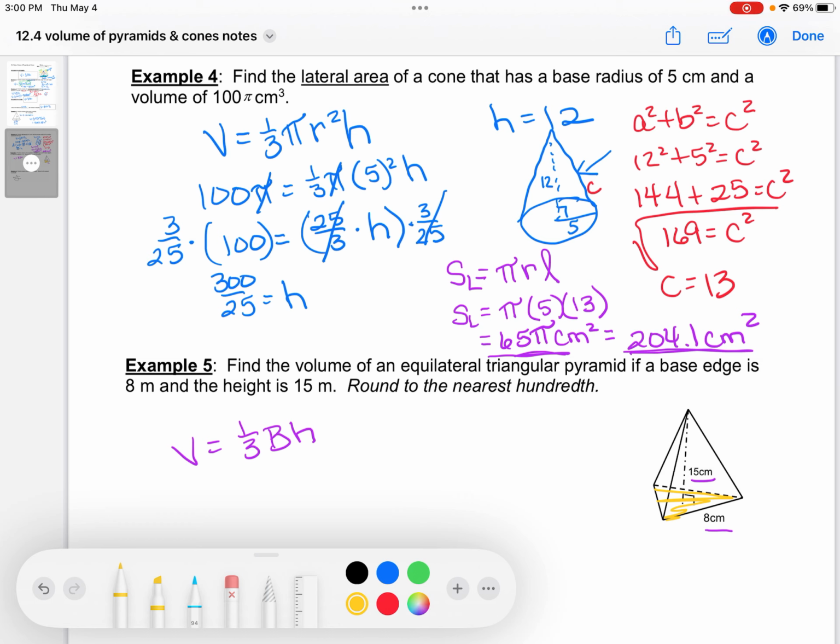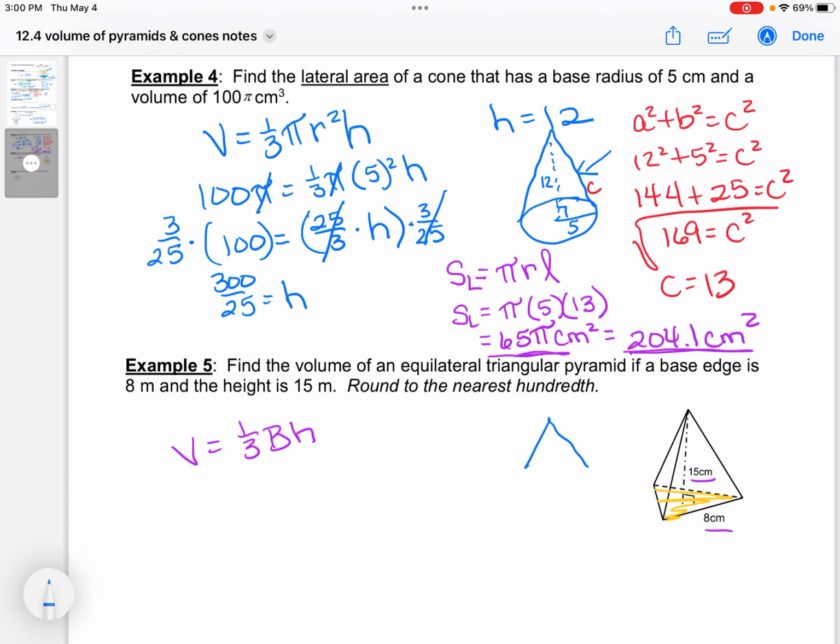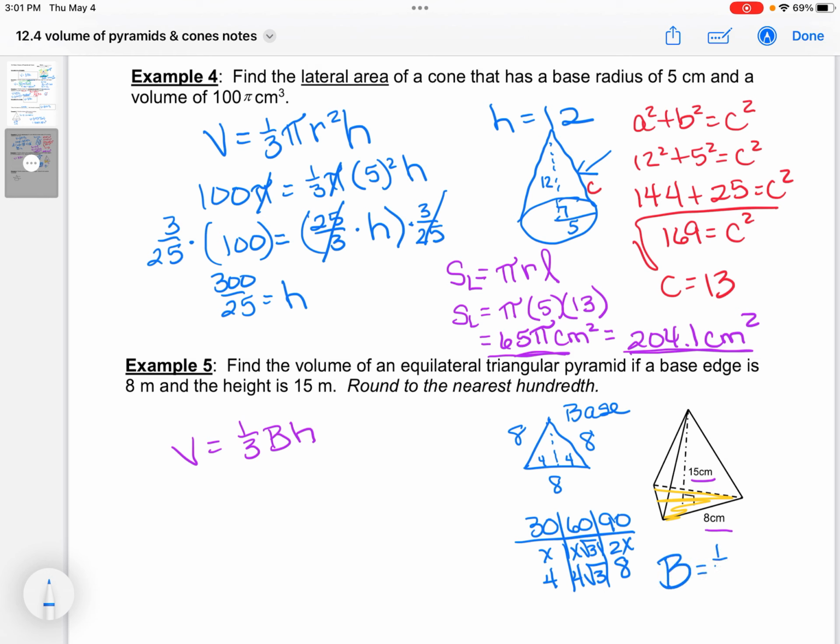The base is this, right? And it is an equilateral triangle. So here's my base. So that means this is 8, this is 8, this is 8, and when I cut it like this it is 4, and this is 4. Hope you've done enough of these to figure out what 30, 60, 90 is. Okay, x, x square root 3, 2x. So x is 4, 2x is 8, so that means 4 times the square root of 3 is the height.